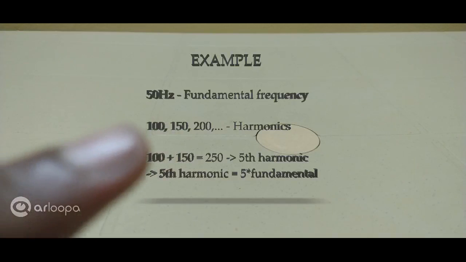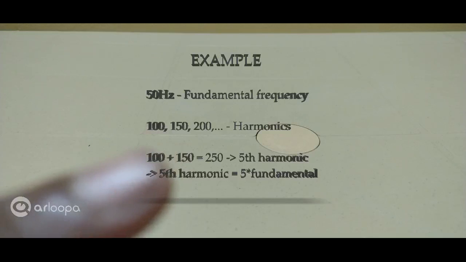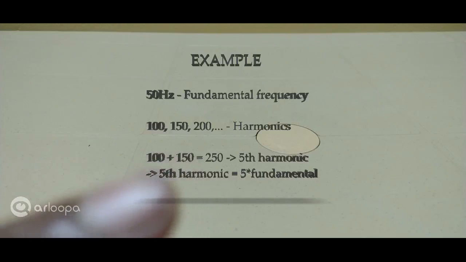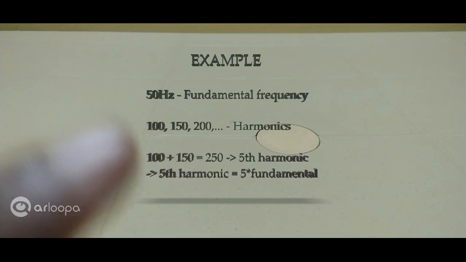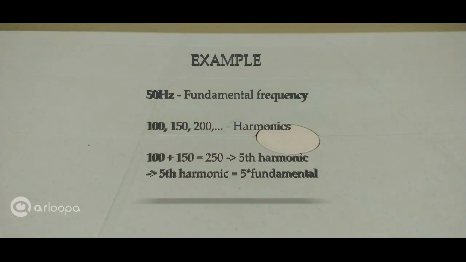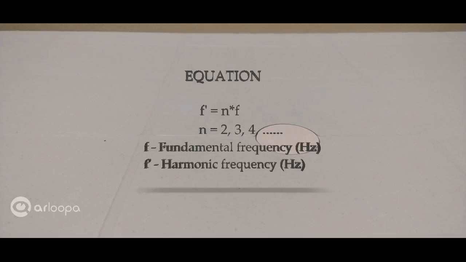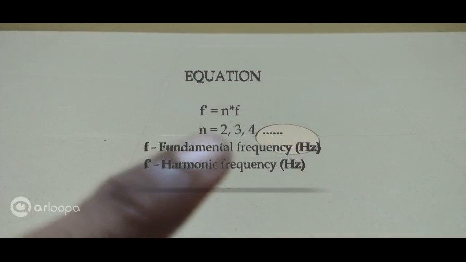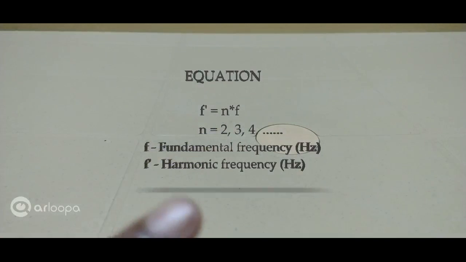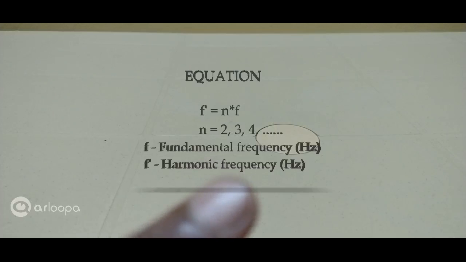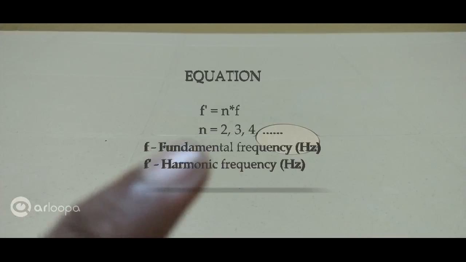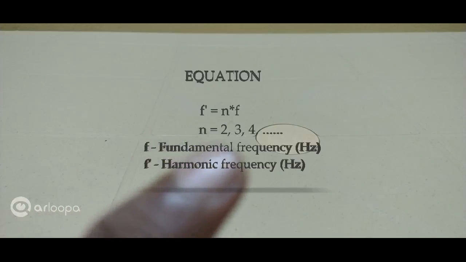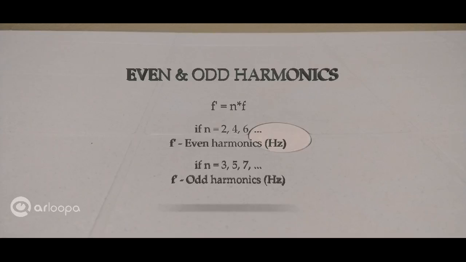Meaning, let's say, consider 100 Hertz and 150 Hertz. The sum is 250, which is nothing but 5 times the fundamental frequency, and hence is the fifth harmonic, periodic at the fundamental. This is the equation of harmonic frequencies: f' = n × f. f is the fundamental frequency, f' is the harmonic frequencies, and n is a positive integer starting from 2 all the way up to infinity.